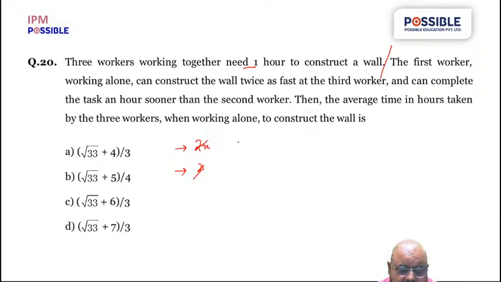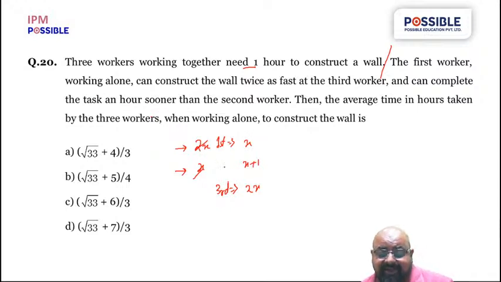Okay, so if the second worker takes x plus 1 hours, this will fall into place, because the first worker is the fastest and is constructing the wall twice as fast as the third worker. So the time for the third worker will be twice that of the first worker, and the first worker can complete the task an hour sooner than the second worker. So if the first worker is taking x hours, the second one will take x plus 1.